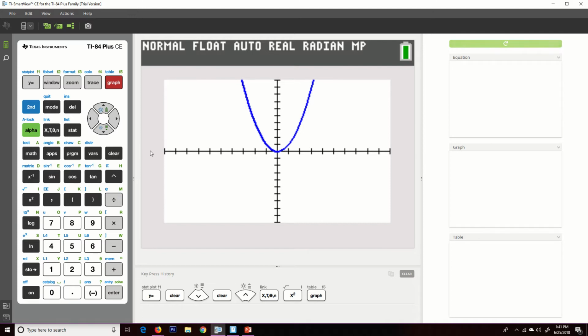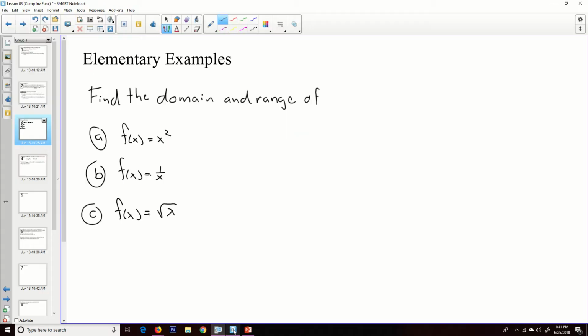So we start with all real numbers, and I don't see any that's going to be removed from that. And so my first thought is that the domain of this function is going to be the set of all reals. Now, I look at this x squared function and go back to my rules.